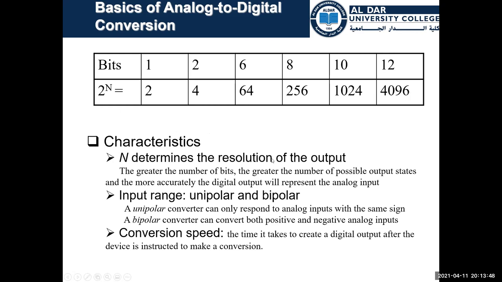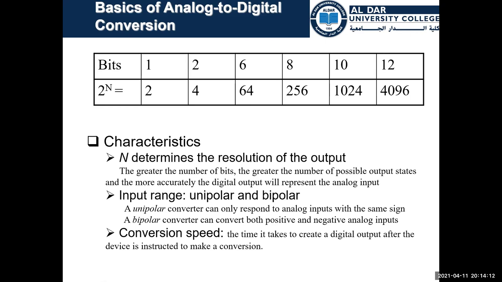The n determines the resolution of the output. According to n, we have higher or lower resolution. The greater the number of bits, the greater the number of possible output states, and the more accurately the digital output will represent the analog. Pay attention that we have to take a sufficient value of voltage, because if the voltage is very low, this is going to affect the accuracy, not the resolution.